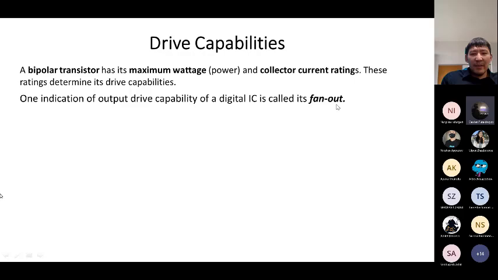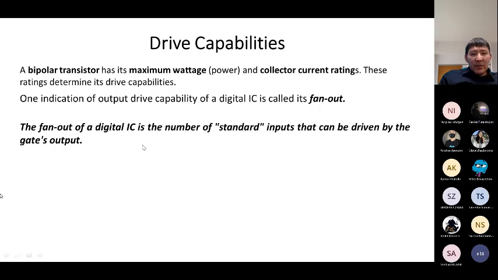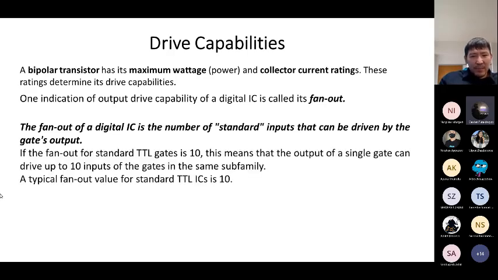We call this fan out. This parameter actually defines the drive capability of an integrated circuit. So now you will understand. The fan out of a digital integrated circuit is the number of standard inputs that can be driven by the gate's output. So let's consider an example.